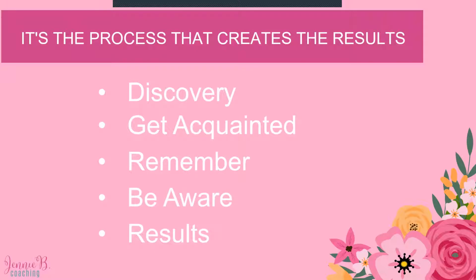What I've discovered is that the process that I've created is what I think creates the results that I've been enjoying. So the process is a 5-step process, and it's pretty simple. The first one is discovery, which is discovering your word. The second one is getting acquainted with your word. The third one is remembering your word. So remembering to use it throughout the year.